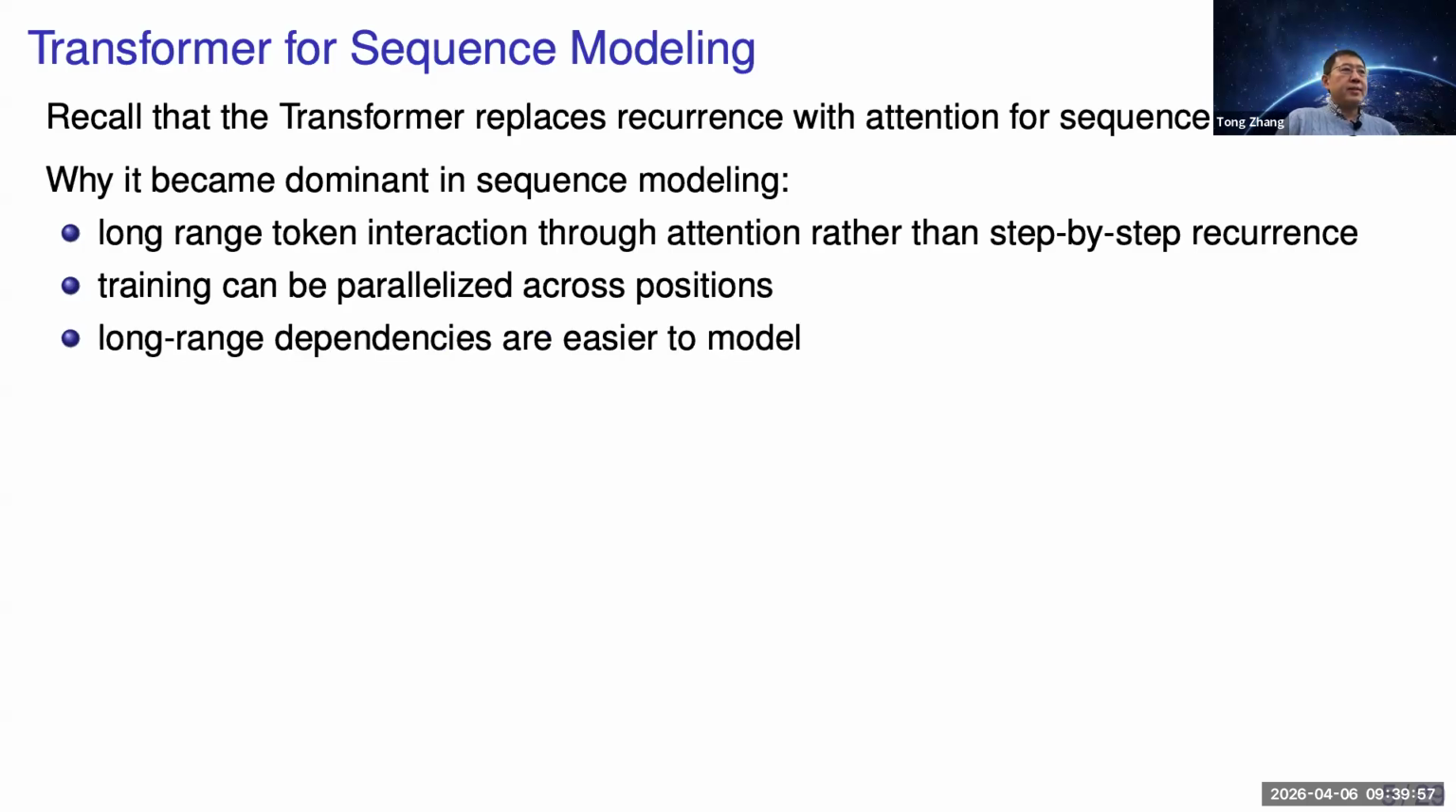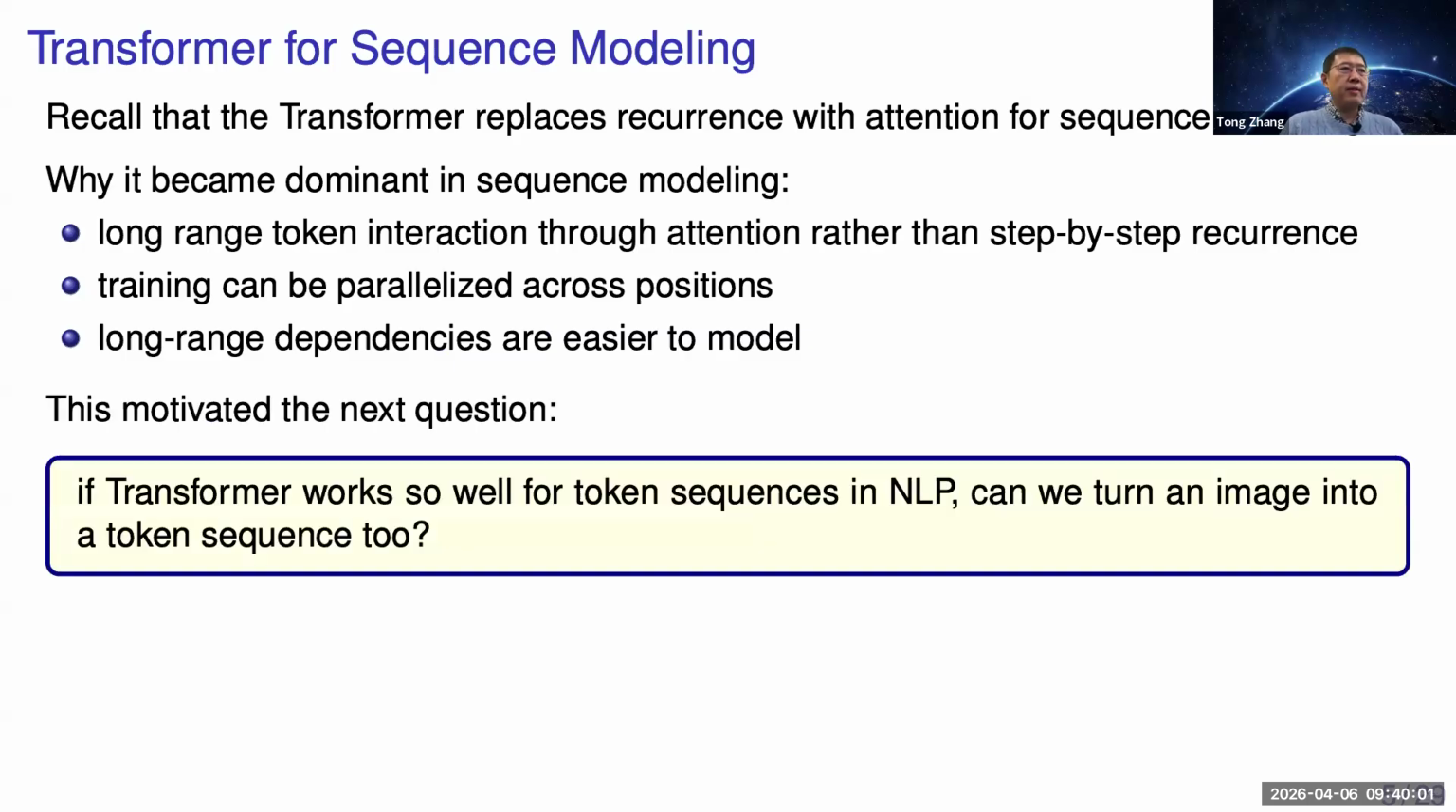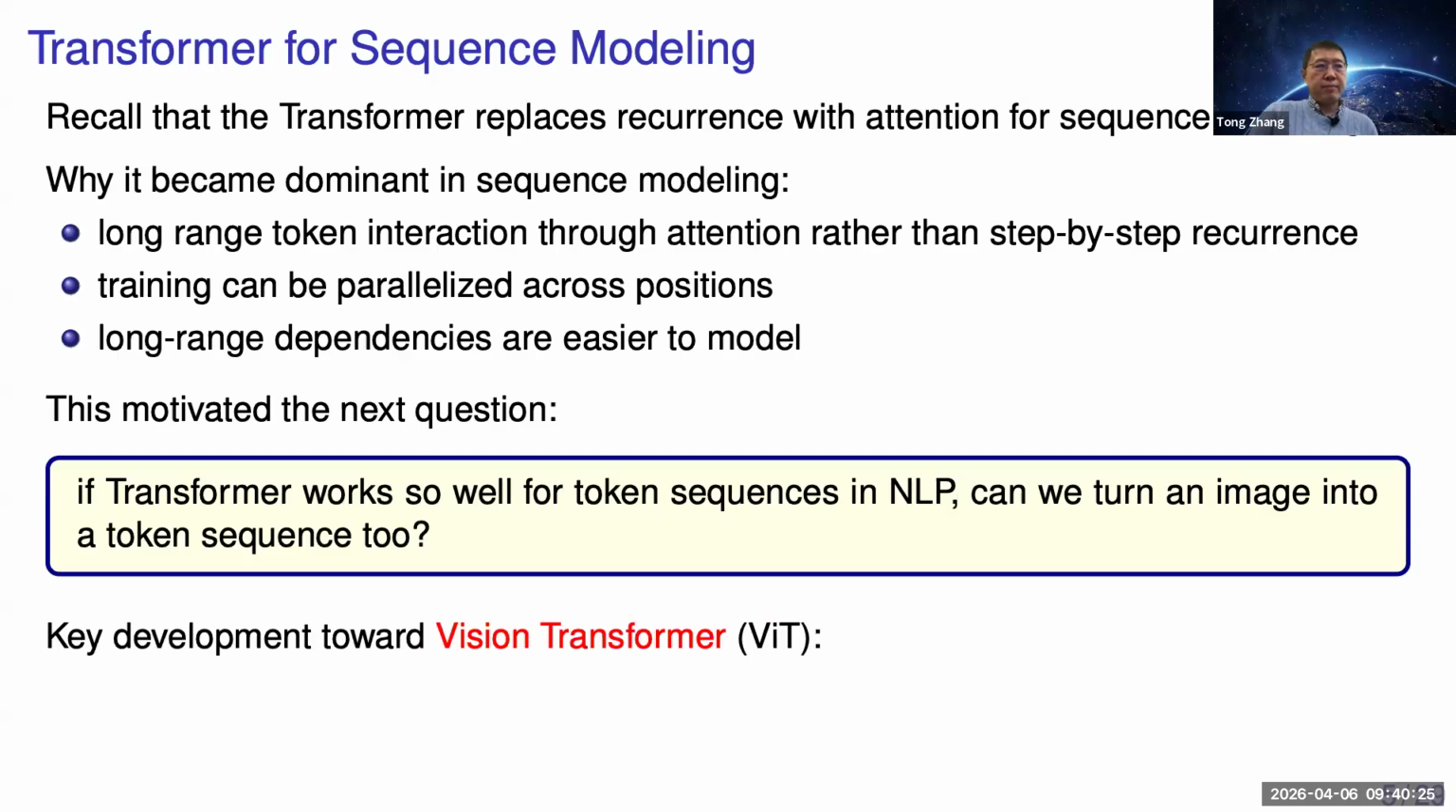Long-range dependencies are easier to model. This basically says the same thing as before. If it works so well for token sequences in NLP, can we turn an image into a token sequence too? And do we really need this so-called inductive bias of CNNs? That's the question this paper is addressing.